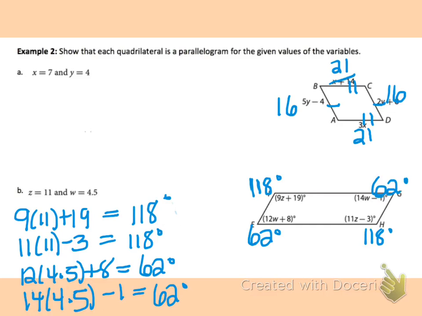All right, so we were able to verify that, in fact, the opposite angles in this figure were the same measure using the values of z and w that were given. And so we can confirm that this thing is a parallelogram.